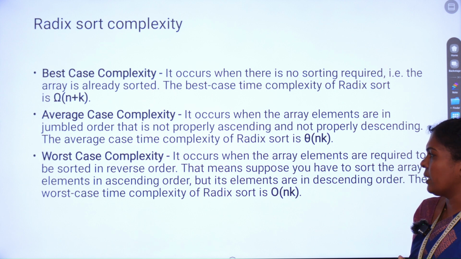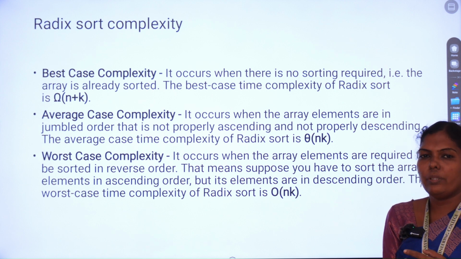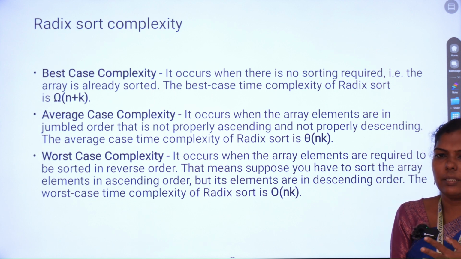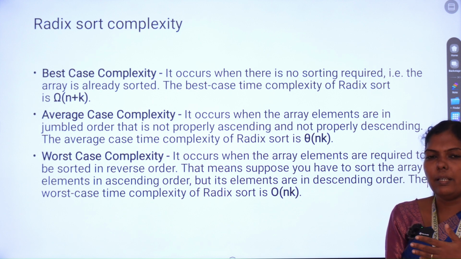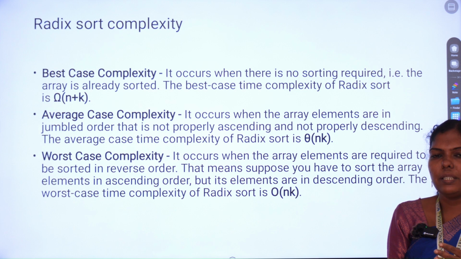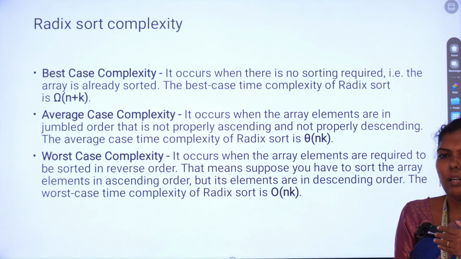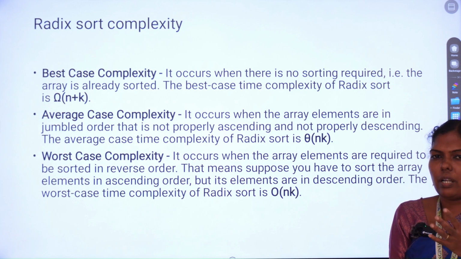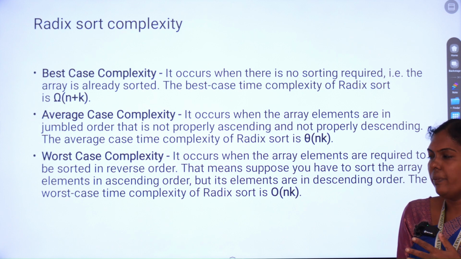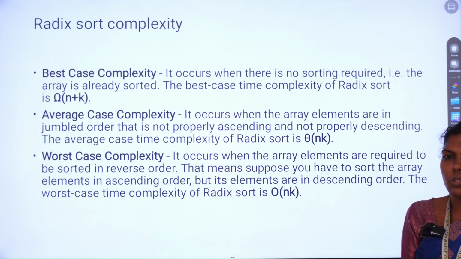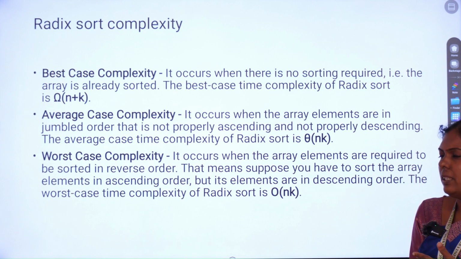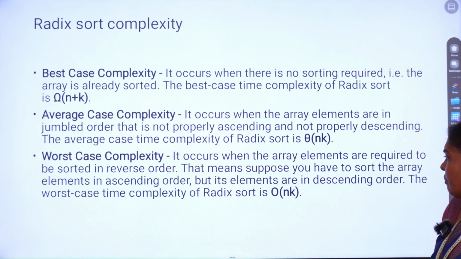Then worst case complexity. Worst case means the elements are in reverse order, that is, descending order or ascending order. So I want to sort the elements in the reverse order. The worst case complexity takes more time to sort the elements. Here the time complexity is big O of nk.